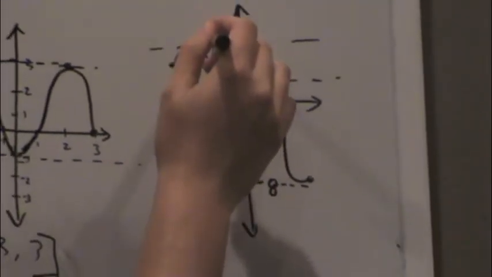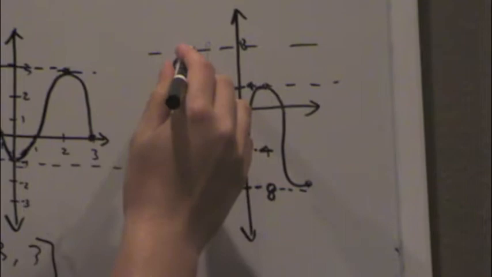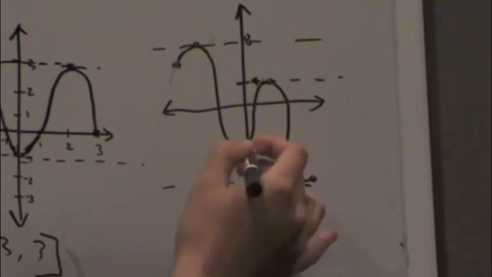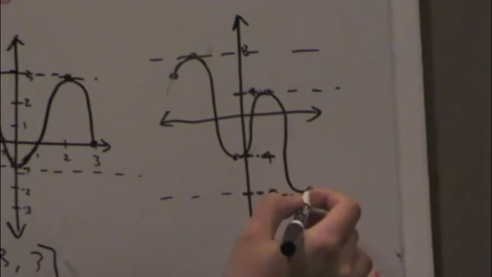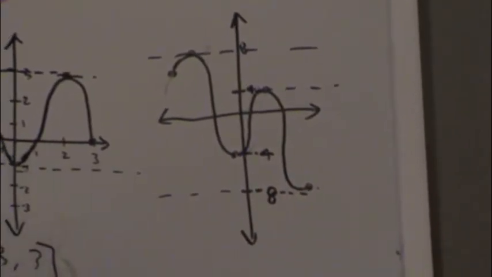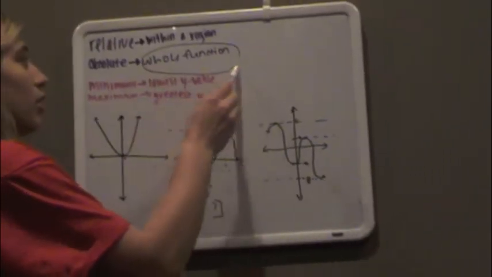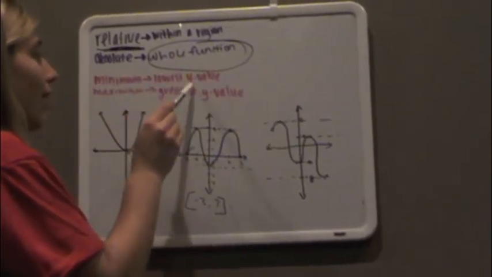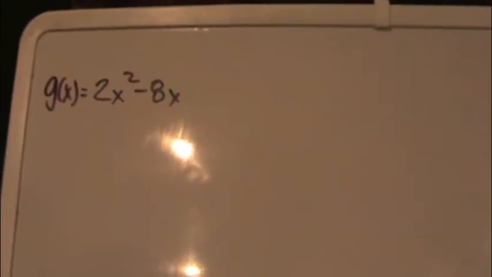So within this range, this is a maximum. Within this range, from right here to right here, this is a minimum. From here to here, this is a maximum, and from here to here, this is a minimum. So that's how you find your relative extrema. And your absolute extrema, you want to remember, is the function as a whole. So out of all the relatives, which one has the lowest y value, and which one has the greatest y value?